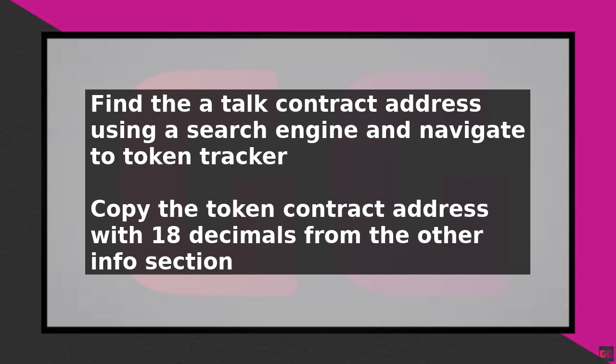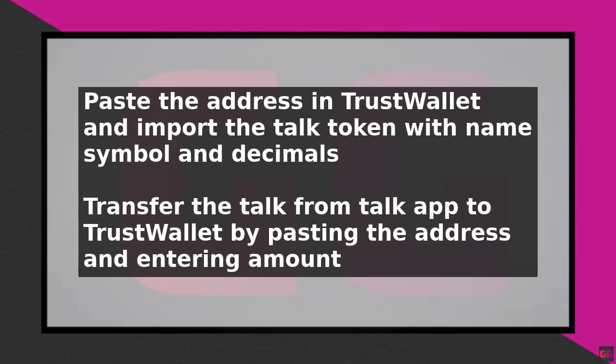Return to Trust Wallet, paste the address, and the name, symbol, and decimals should automatically be set. Click the Import button at the bottom, and your Atok should now be imported. Select the Receive button to view your Atok address. Then click the Copy button.